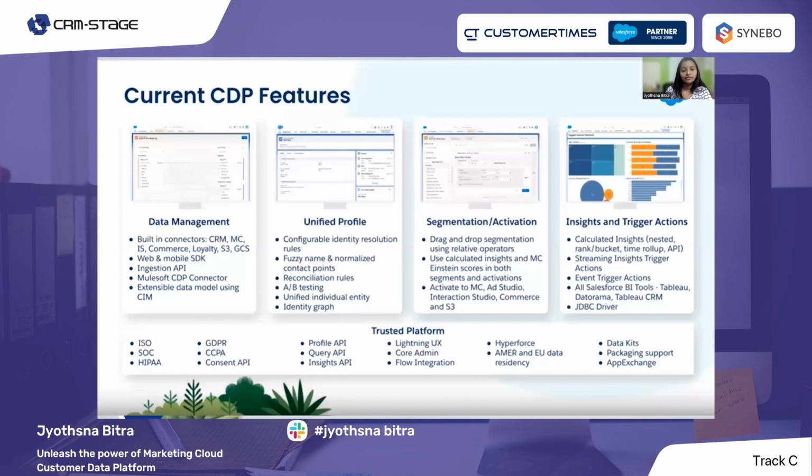So let's say we integrate CDP with the marketing cloud. So marketing cloud data can be ingested faster by means of data bundles. So with the data bundles, we don't need to go through the mapping. So the data is automatically mapped and all the objects are linked together.